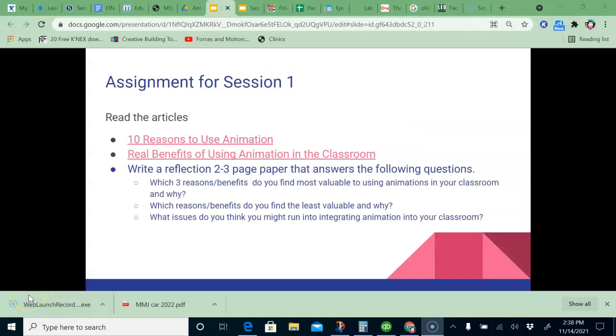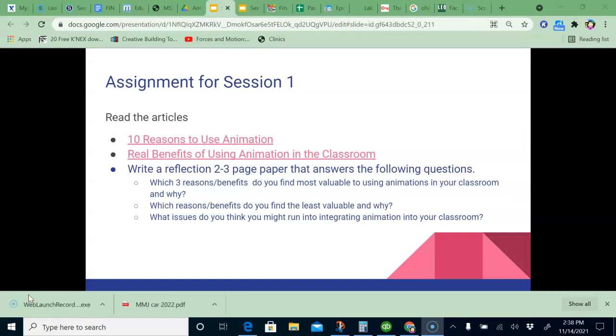So here is your first assignment. Here are links to these 2 articles. These articles are also linked in the links document under this session 1. Please read those 2 articles and write a reflection paper that's about 2 to 3 pages long that answers the following questions. Which 3 reasons, benefits do you find most valuable to using animations in your classroom and why? Which reasons or benefits do you find the least valuable and why? And what issues do you think you might run into integrating animations in your classroom?